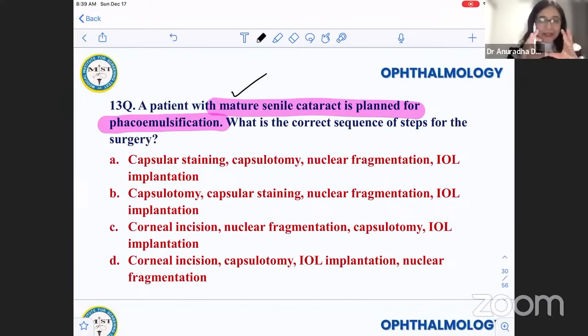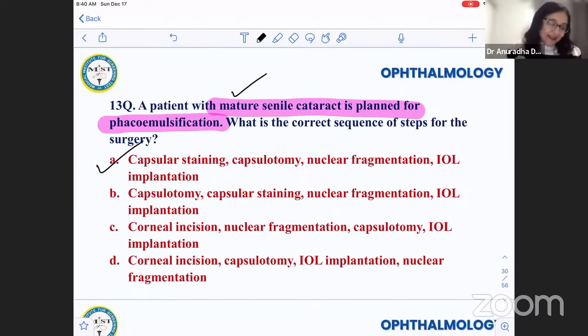So my dear friends, only some of you are making the right choice. You have to do the sequence. It is not that all the steps are mentioned, but in which choice the sequence of the steps is right. Those who are saying C, how can you do nuclear fragmentation before capsulotomy? Until the capsule is opened, how can we break the nucleus? So choice C is not the right answer. Don't jump. This is a little time consuming question. Yes, now you are getting it right.